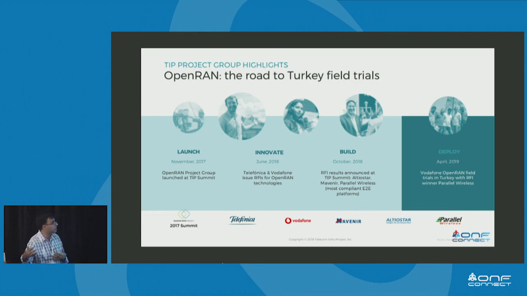And so we had these operators actually issue the first set of RFIs. And so Vodafone and Telefonica issued the first RFIs in 2018. In October of 2018, they basically collected all of the RFI results coming from all the different vendors, synthesized it, and they actually shared this with the rest of the community.